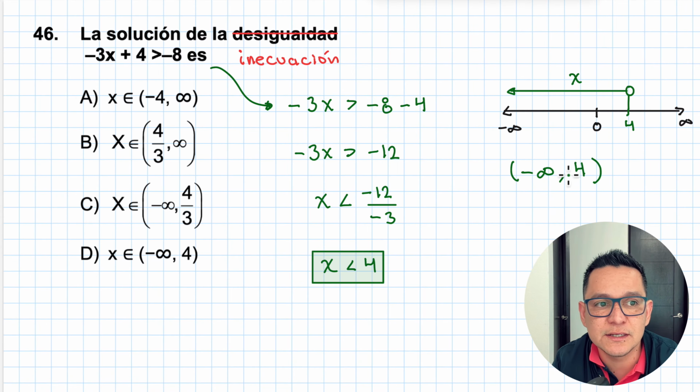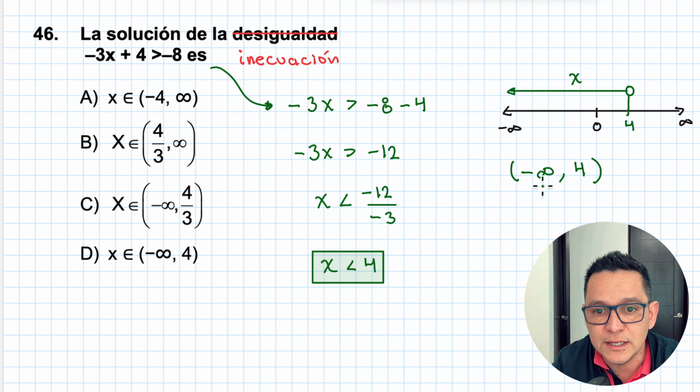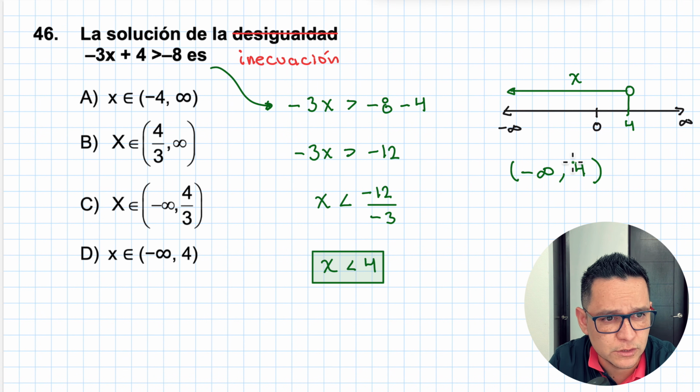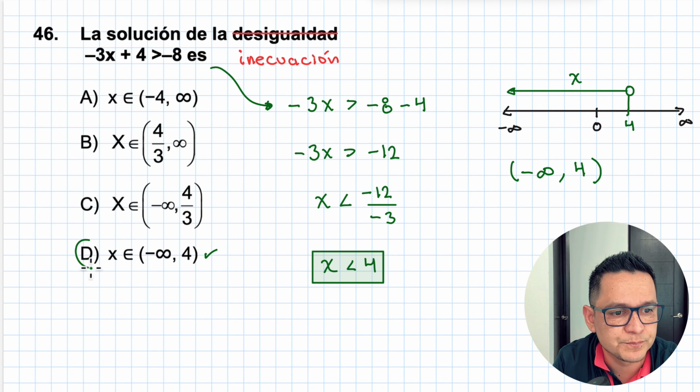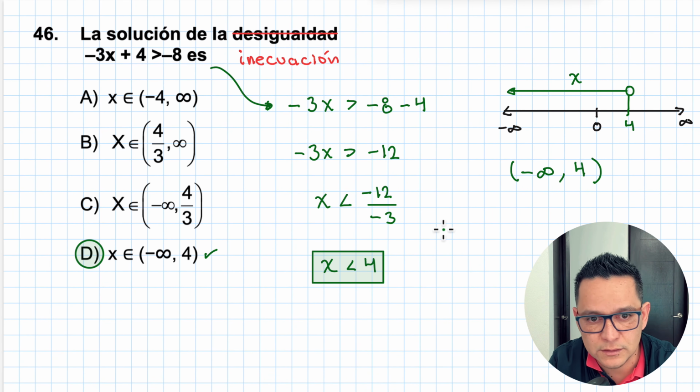So, what we have here would be the solution, given in interval form for this inequality. So, what would the solution be? From negative infinity to 4. Where is that here, right? Option from negative infinity to 4. There it is. All set. So we finished exercise 46 as well. Let's move on to 47.